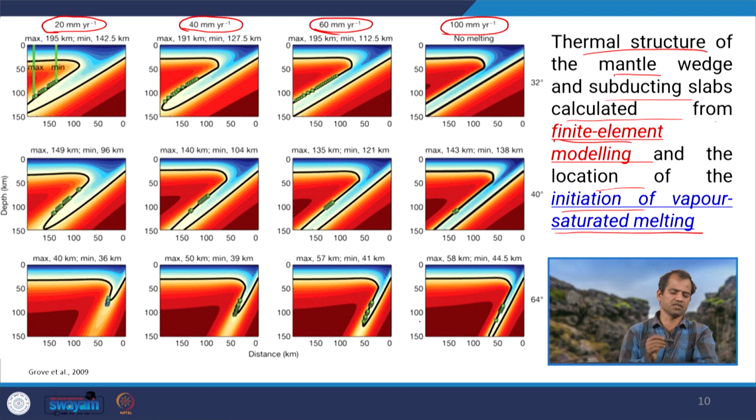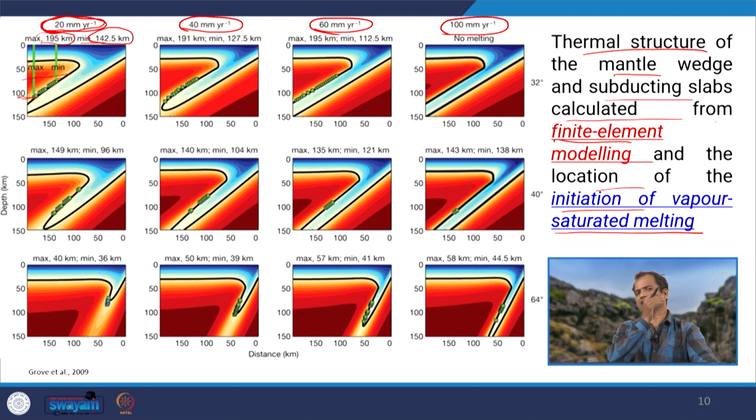Now, what is happening here? If it is subducting at a lower rate, that means 20 millimeter per year, and the subduction angle is like this, now you see the vapor phase of melting starts relatively at a shallow depth and occurs up to here. So, that means a minimum of 142.5 kilometer depth and a maximum of 195 kilometer depth.